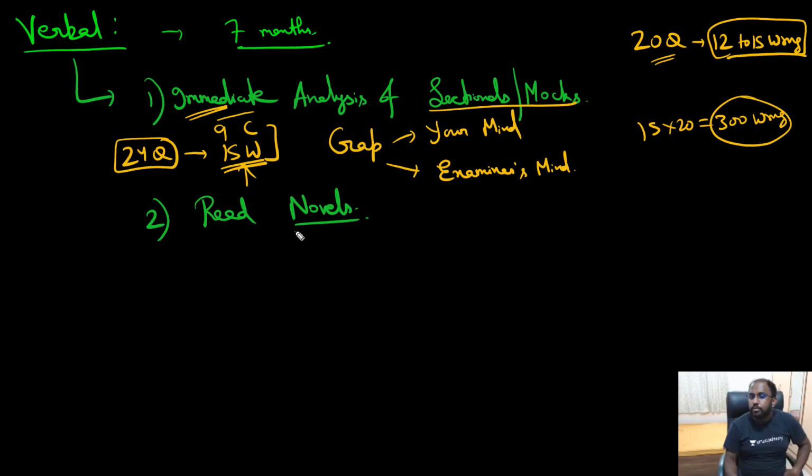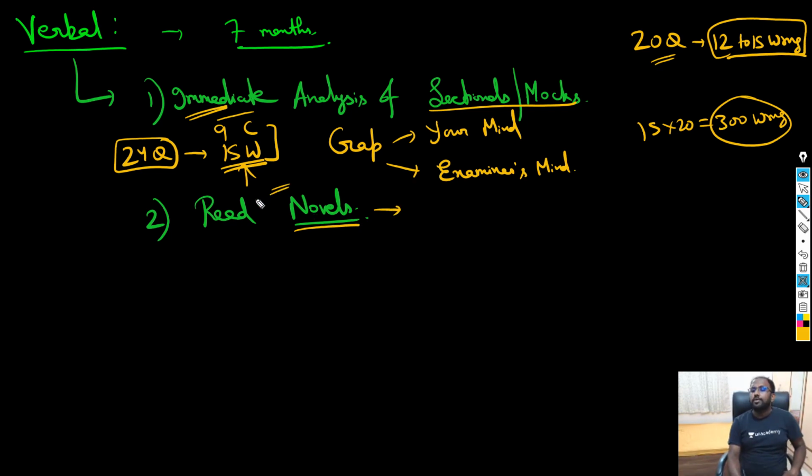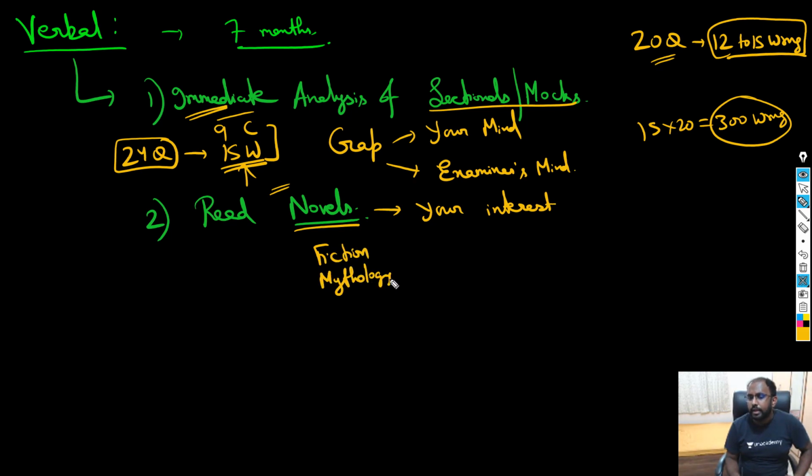The second thing is to read novels. Why is novel reading so important? It should be of your interest. It could be fiction, mythology, romantic novels, or autobiographies. For example, I love to read autobiographies. I've read those of Rahul Dravid, Yuvraj Singh, Sachin Tendulkar, Wings of Fire by APJ Kalam, and Sania Mirza. I just love to read all these.